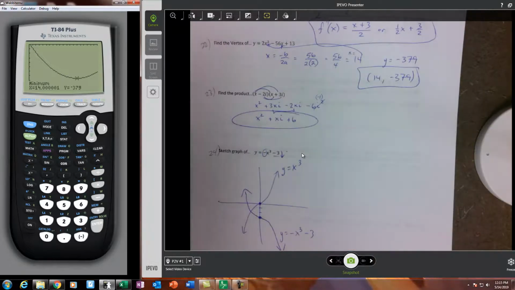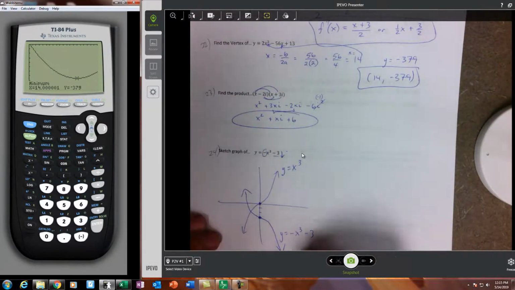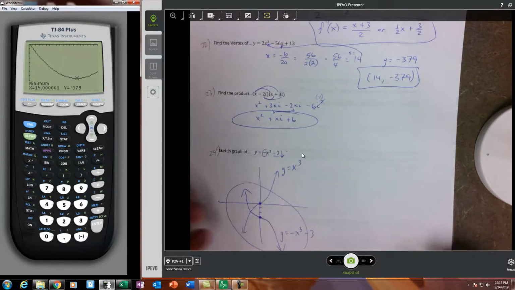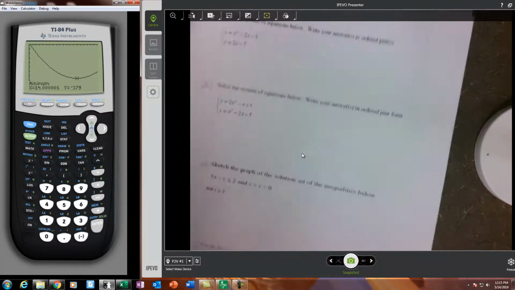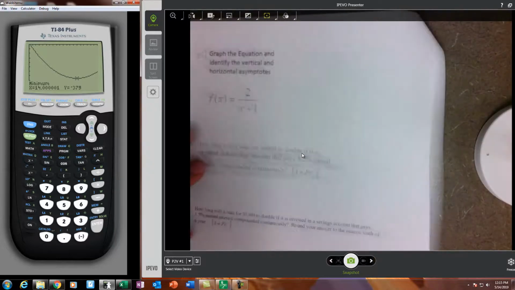You could graph it in the calculator and try to model it that way too, but I feel like that's just as good as anything. If you understand how end behavior works, which way the arrow should point, you should be okay there.